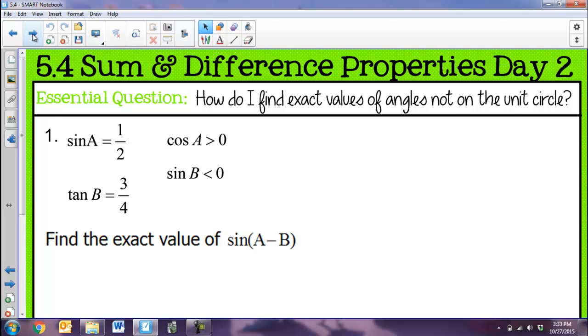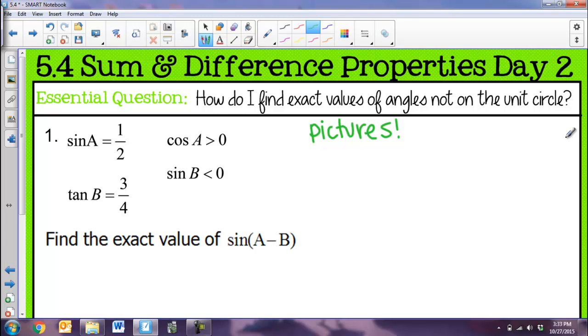On number 1, sine A equals 1/2, and the cosine of A is greater than 0, and tangent of B equals 3/4, and sine of B is less than 0. On these types of problems, they're going to ask you to find the exact value of A minus B, or sine of A minus B, or the sine of A plus B, etc. Really the goal here is if you can draw the pictures. We're going to be drawing some more triangles in order to use these properties.